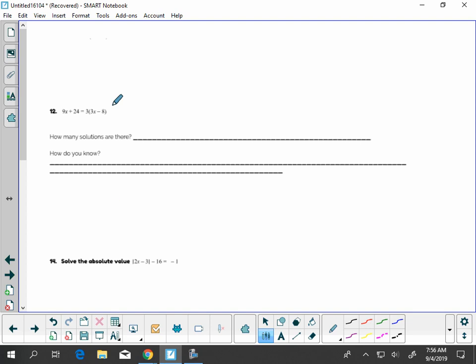All right. Well, I see that I need to use a distributive property here. I'm going to have 9x plus 24 equals 9x minus 24. Subtract 9x from both sides, and I get 24 equals negative 24.